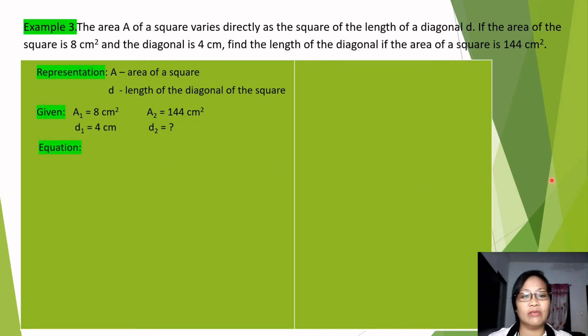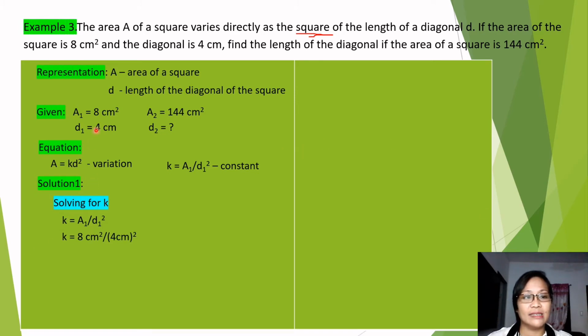Equation for our variation, A is equal to KD squared. For our constant, K is equal to A sub 1 all over D sub 1 squared. Solution, in solving for K, we have K is equal to A sub 1 all over D sub 1 squared. Then substitute the given. A1 is 8 centimeters squared all over D sub 1, which is 4 centimeters, and then squared. Don't forget the squared because that is very important.